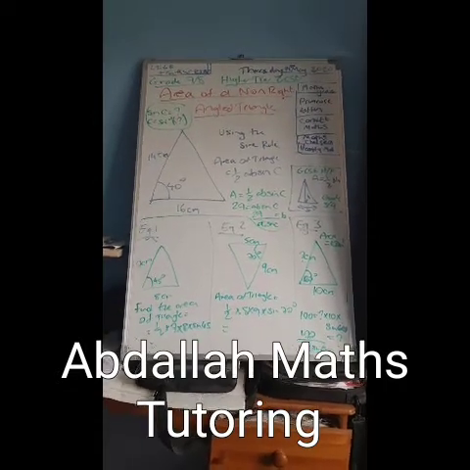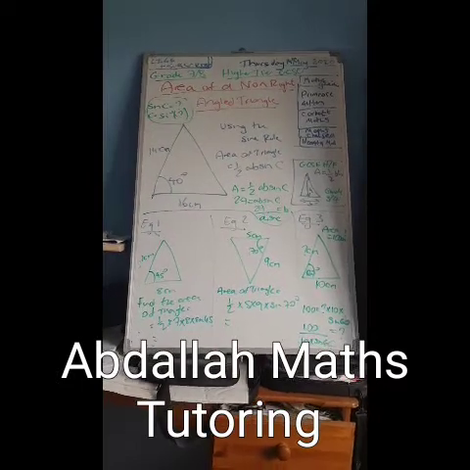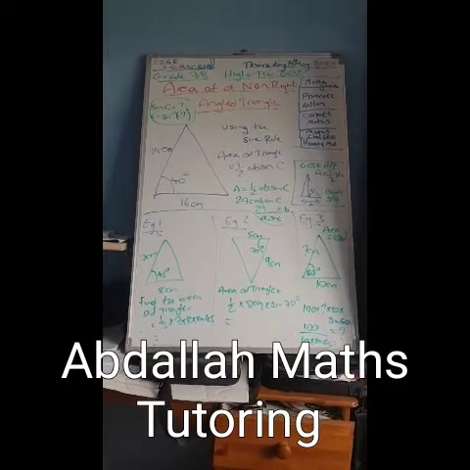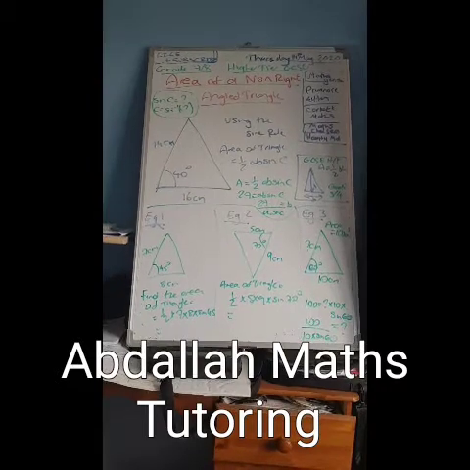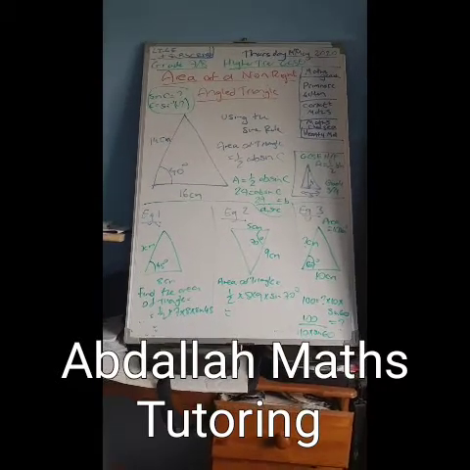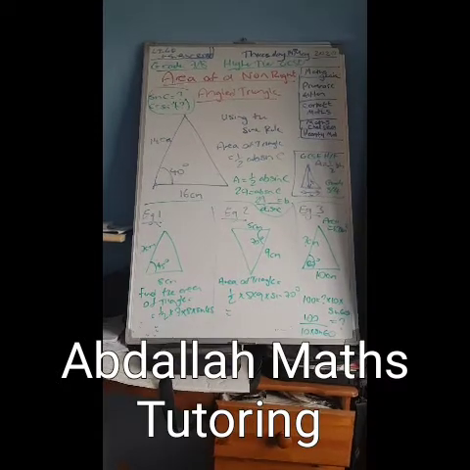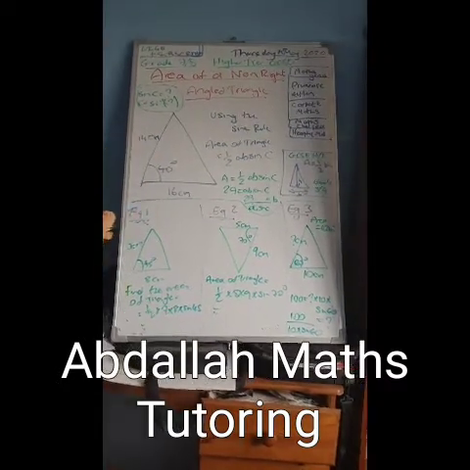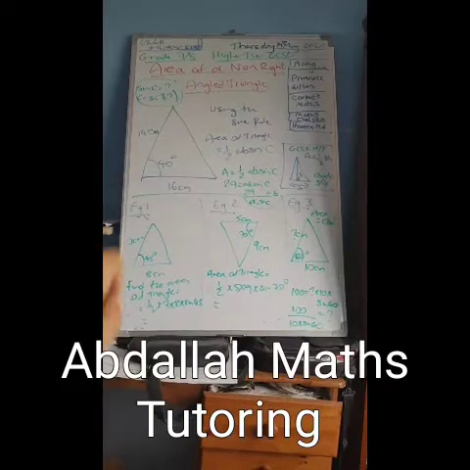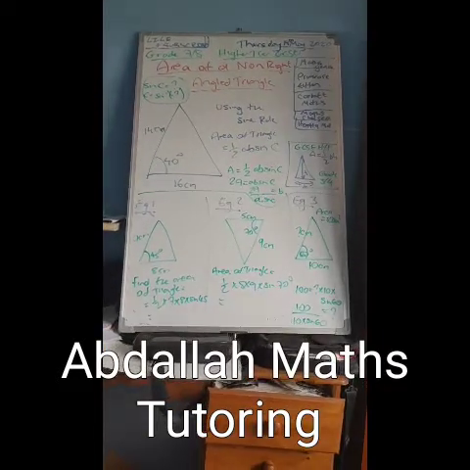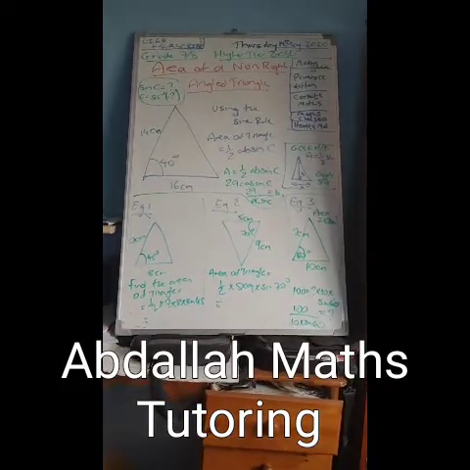Okay, right, guys, to summarize: if it's a non-right angled triangle, I use the sine rule. The sine rule states the area of a triangle is a half times this length here, times this length here, times the corresponding angle. So it's half times the two lengths times the corresponding angle.